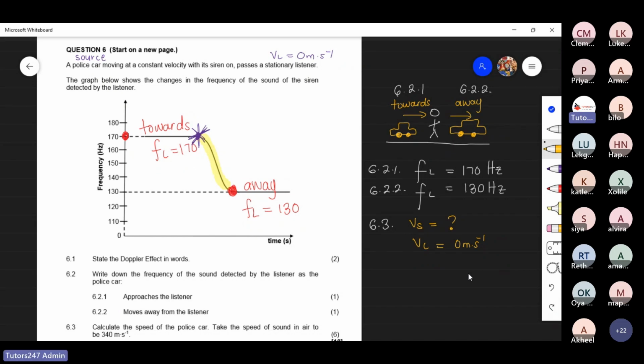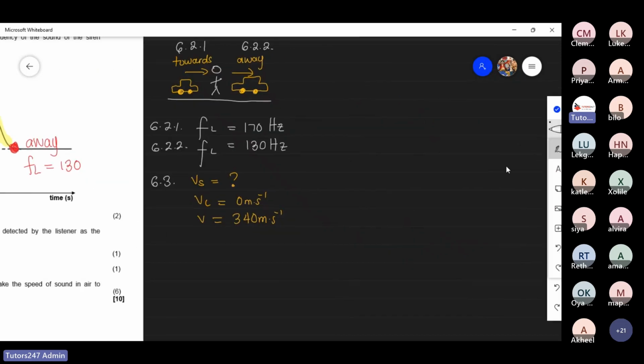Let us see, what else do we have? We have the velocity of sound in air, that is 340 meters per second. So let us now start by creating equations. Because we have two different scenarios whereby the police car is moving towards the listener and then away from the listener, I'm going to write two equations and substitute for two different equations as well. So my first equation is going to be towards.